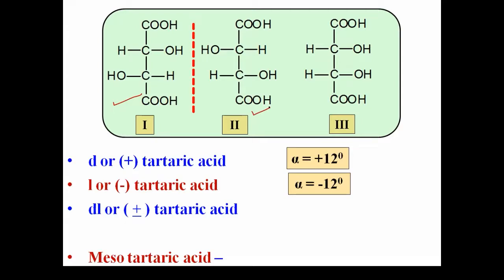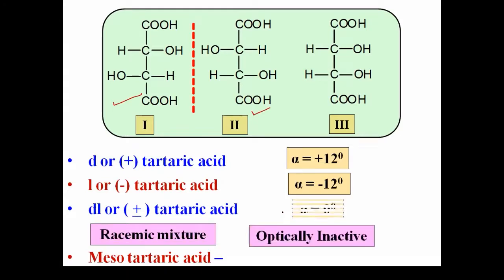Okay, while the third form is the DL tartaric acid, and it is the racemic mixture, an equimolar mixture of dextro and levo isomer. That means an equimolar mixture of the first and second stereoisomer is called DL tartaric acid. It is optically inactive. Now, what should be the alpha? Yes, it should be 0 degrees because it is optically inactive. Therefore, there is no rotation of plane polarized light. Hence, the specific rotation should be 0 degrees. Okay, this is the third form.